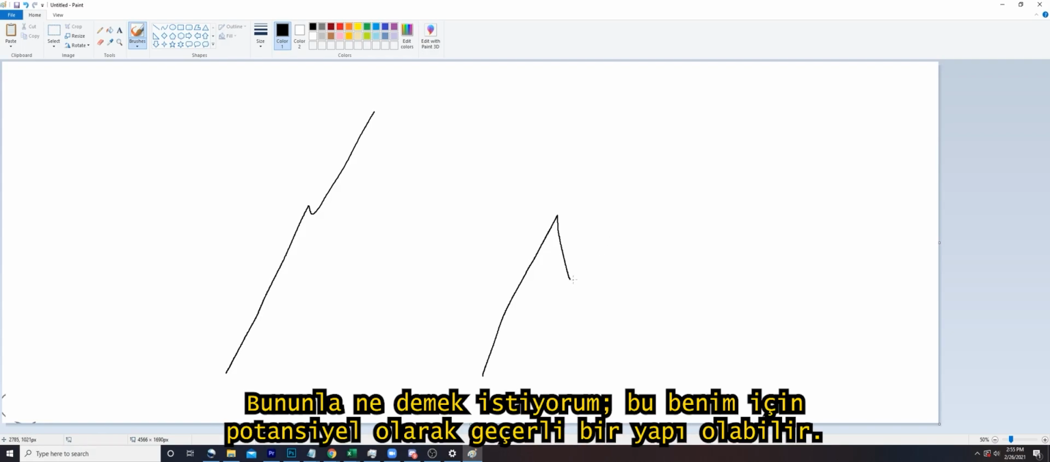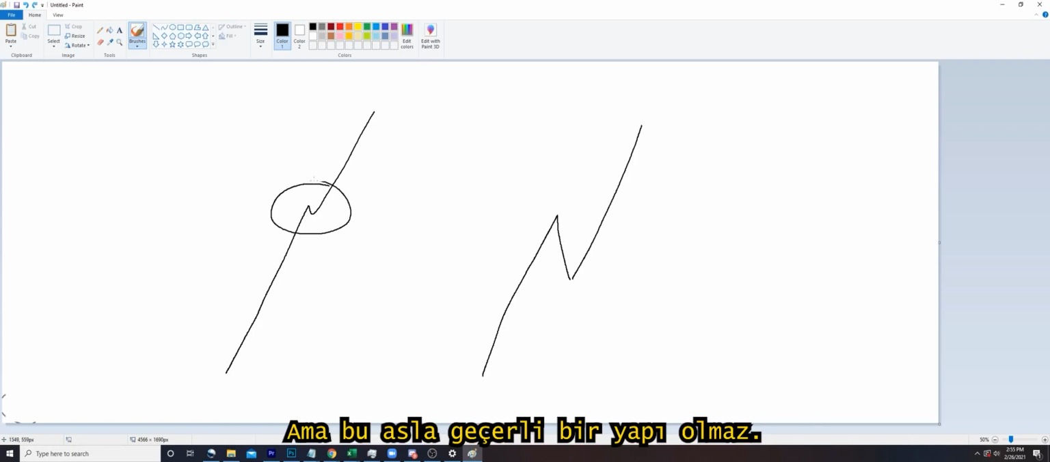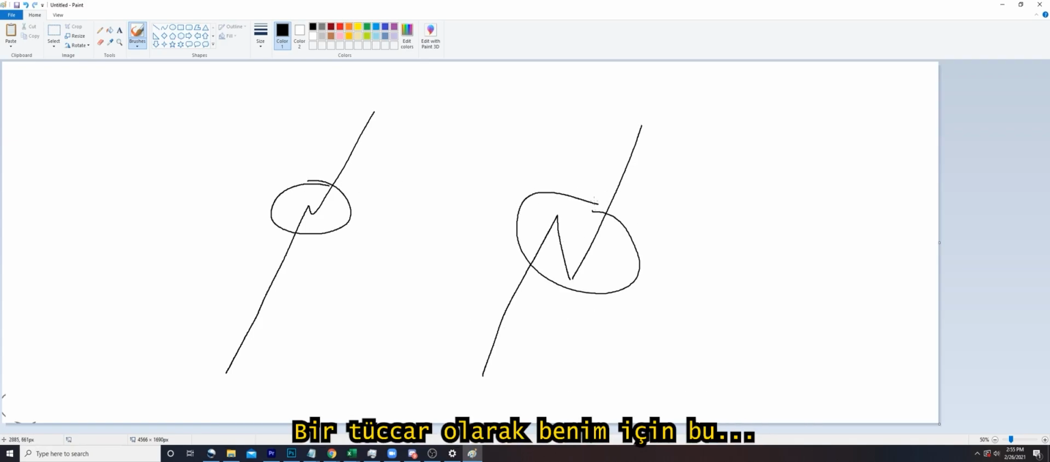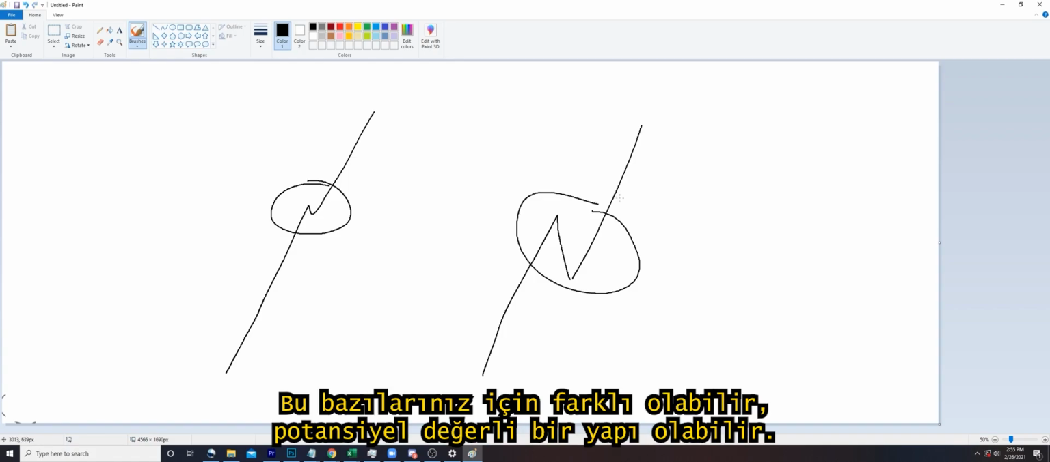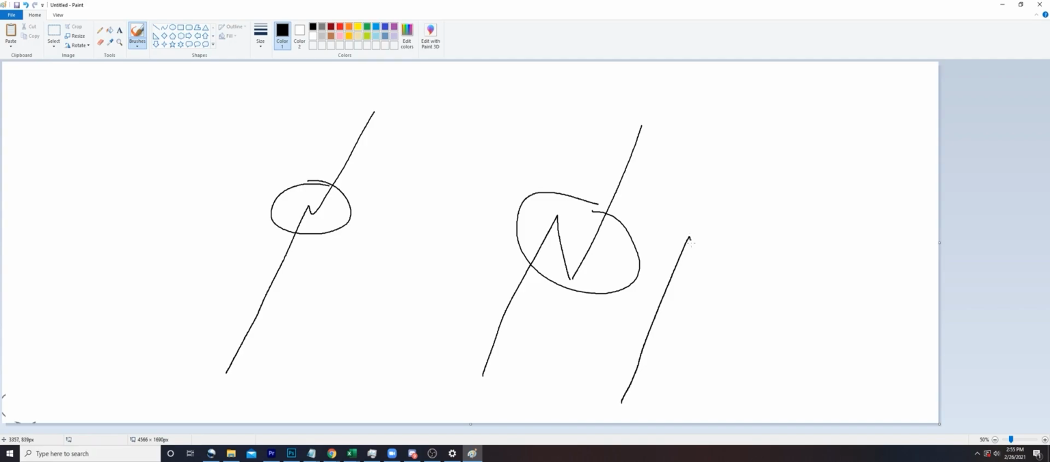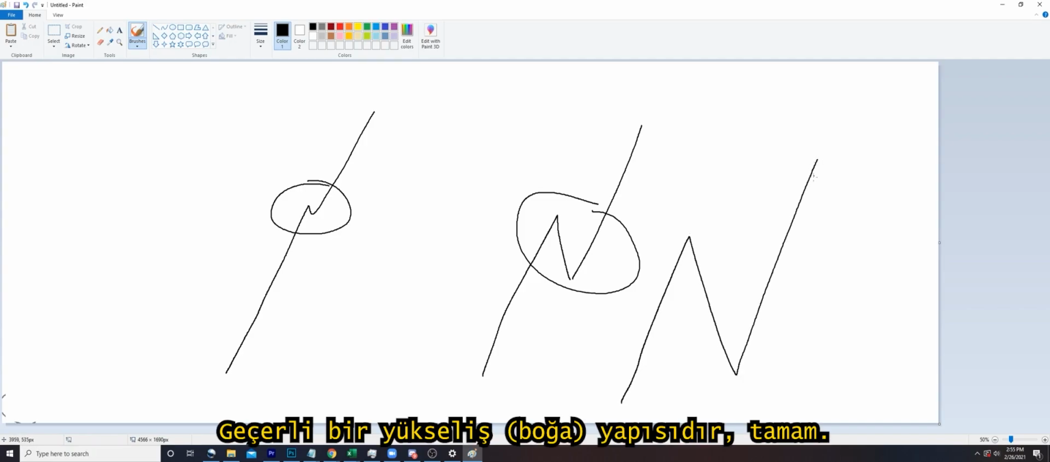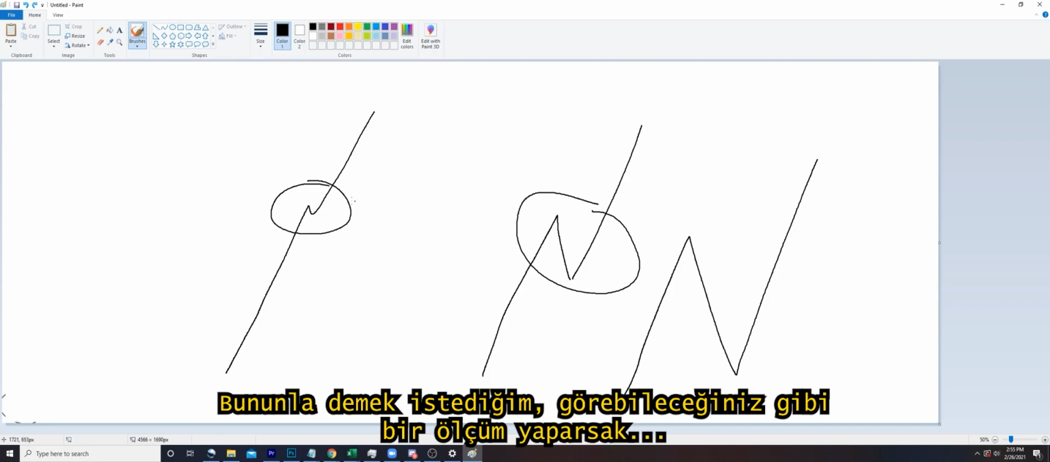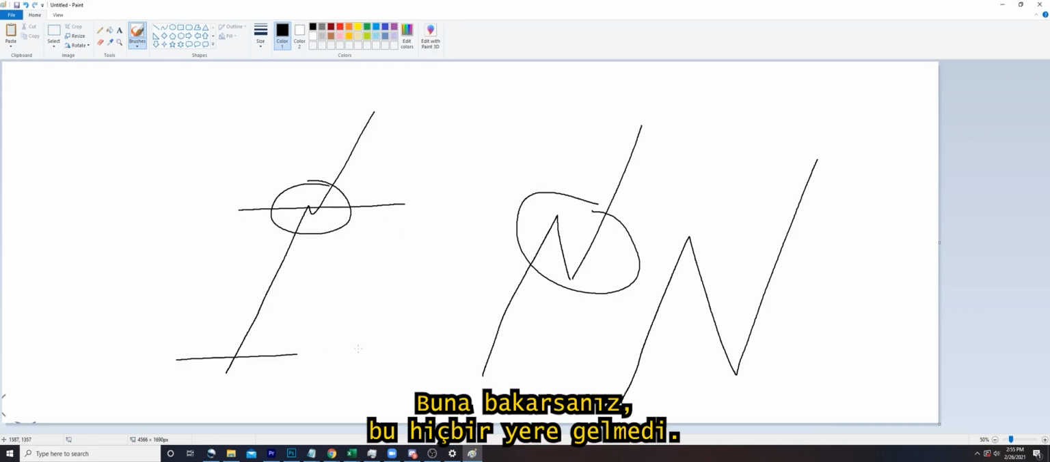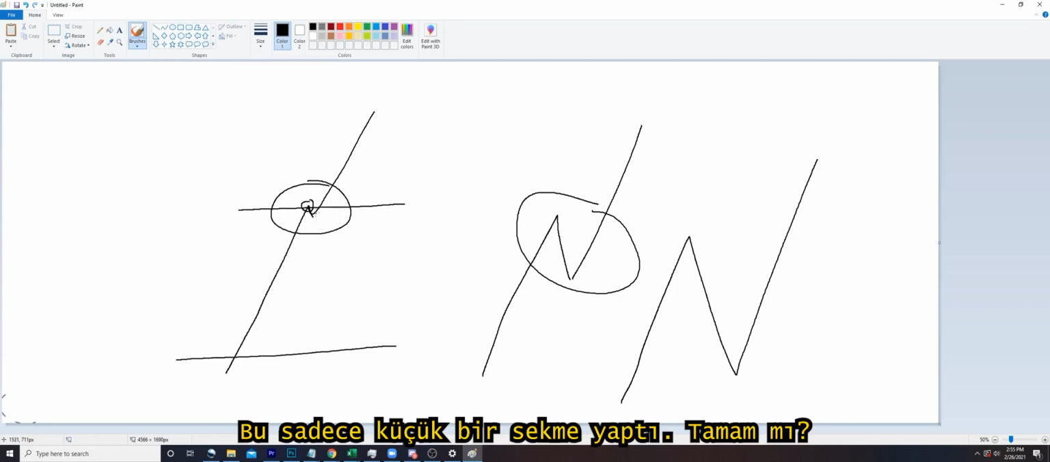And what I mean by that is this, for me, could be potentially valid structure. This would never be valid structure. This, for me, as a trader, right, it's going to be different for some of you, could be potential valid bullish structure, but this is valid bullish structure, okay? And what I mean by that is, as you can see, if we took a measurement, this never came anywhere. This barely made a little hiccup, right?